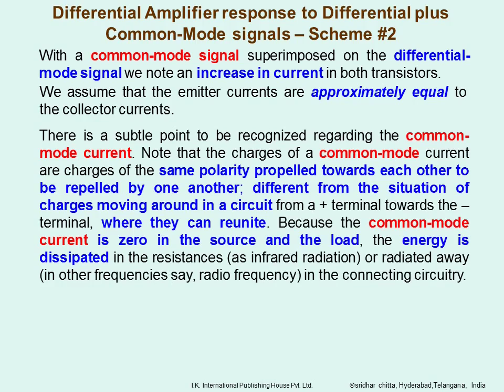Note that the charges of a common mode current are charges of the same polarity propelled towards each other to be repelled by one another, different from the situation of charges moving around in a circuit from a plus terminal towards the minus terminal where they can reunite. Because the common mode current is zero in the source and the load, the energy is dissipated in the resistances as infrared radiation or radiated away in other frequencies, say radio frequency in the connecting circuitry. For more details, refer to the articles at the bottom of this frame.